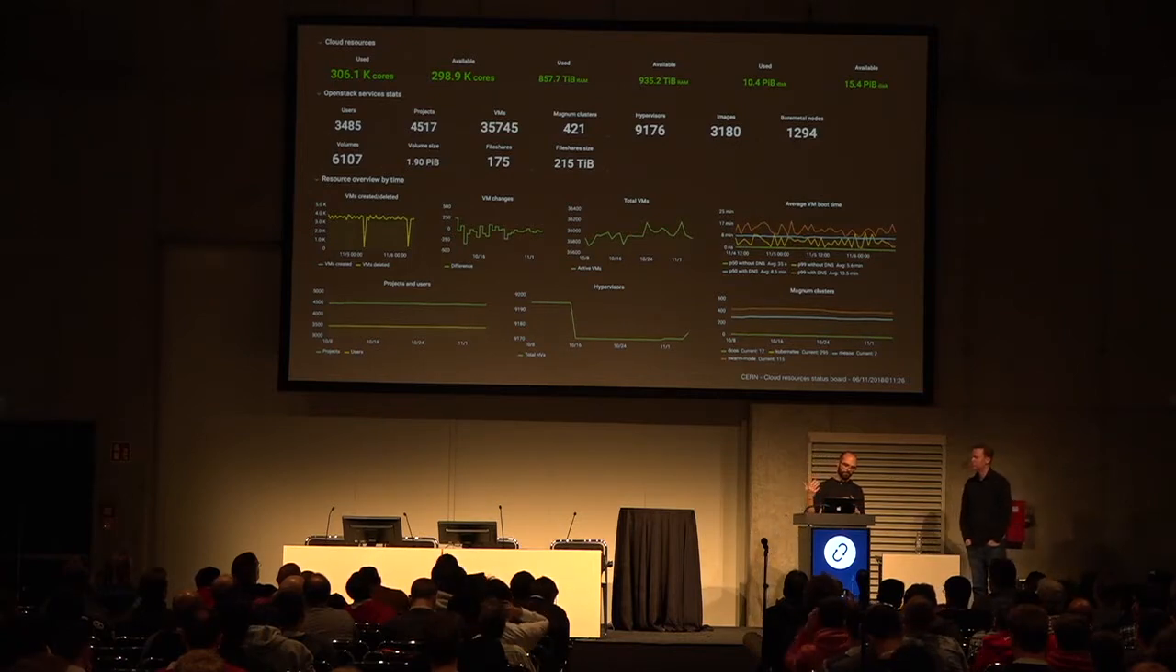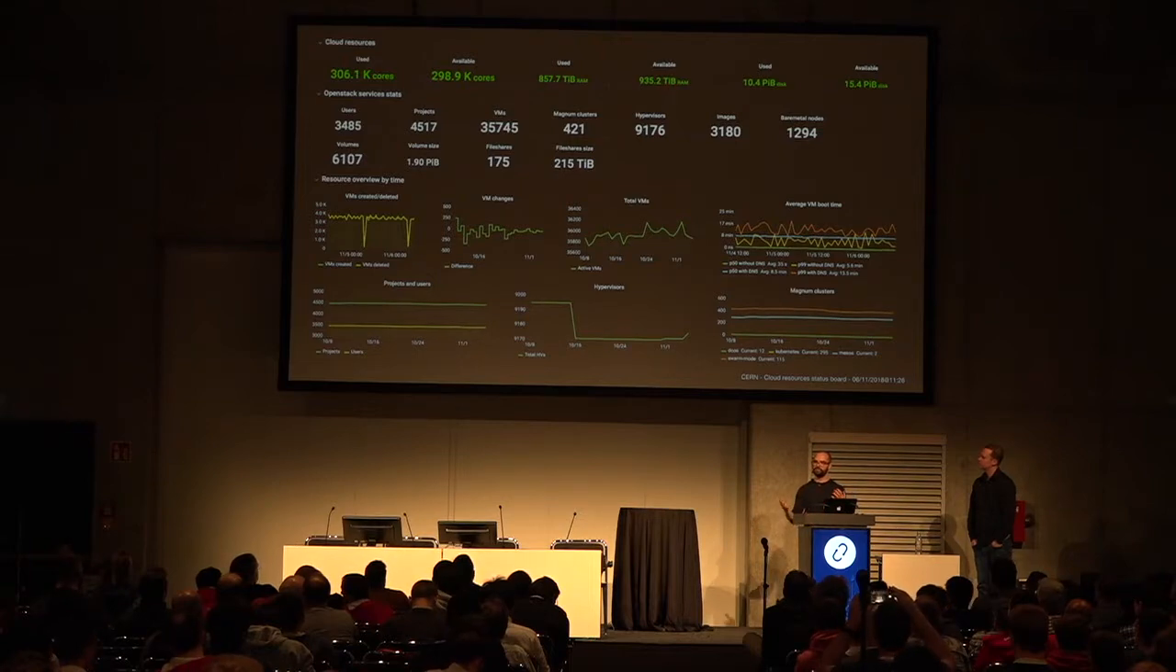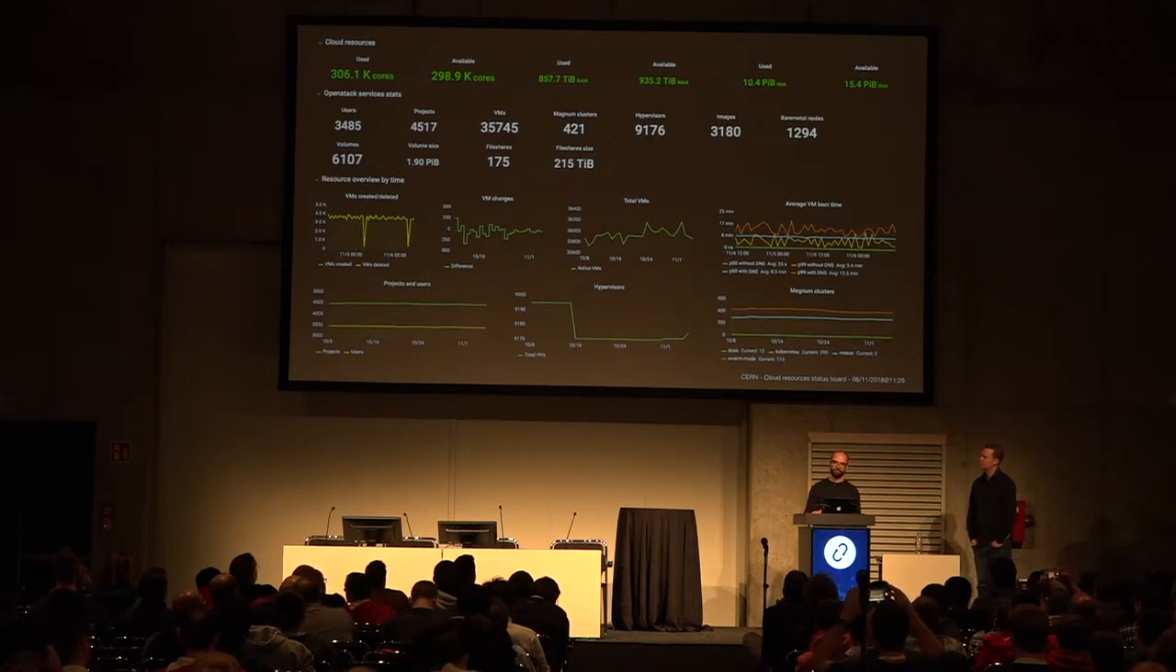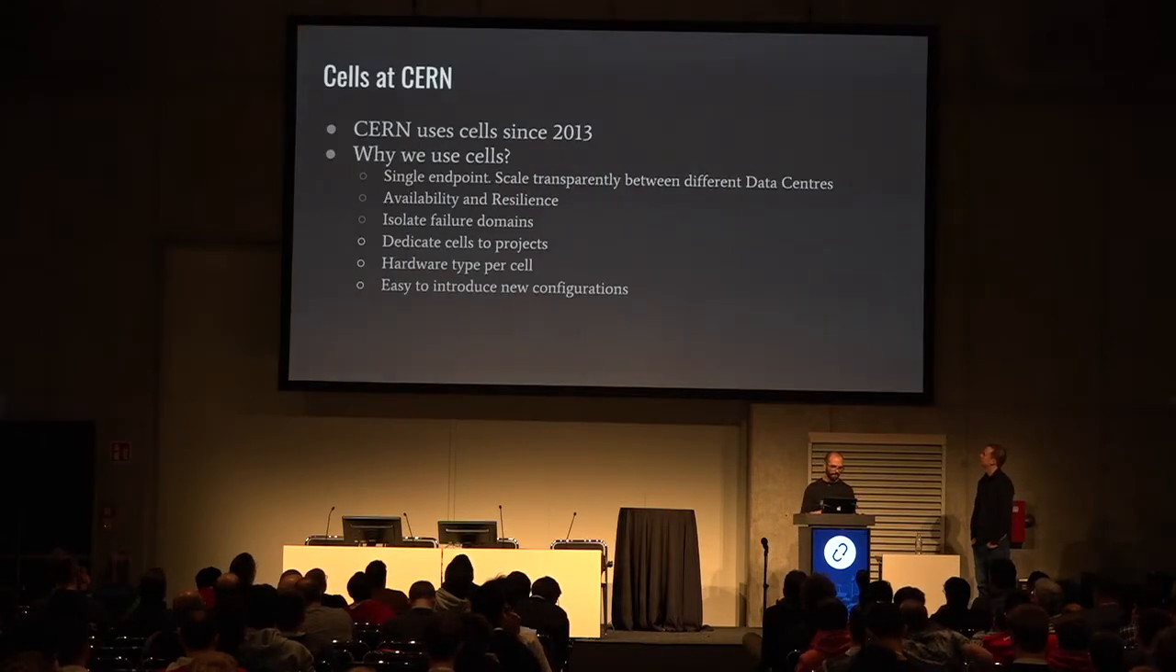If you saw previous presentations from CERN, the number of available cores actually went down. This is not because we removed capacity nodes from the cloud. It was because of recent issues like L1TF, which meant we needed to disable SMT in the bigger part of our clouds. That's why you see this decrease in the number of cores, and you see the overcommit and the cores used, just for you to know.